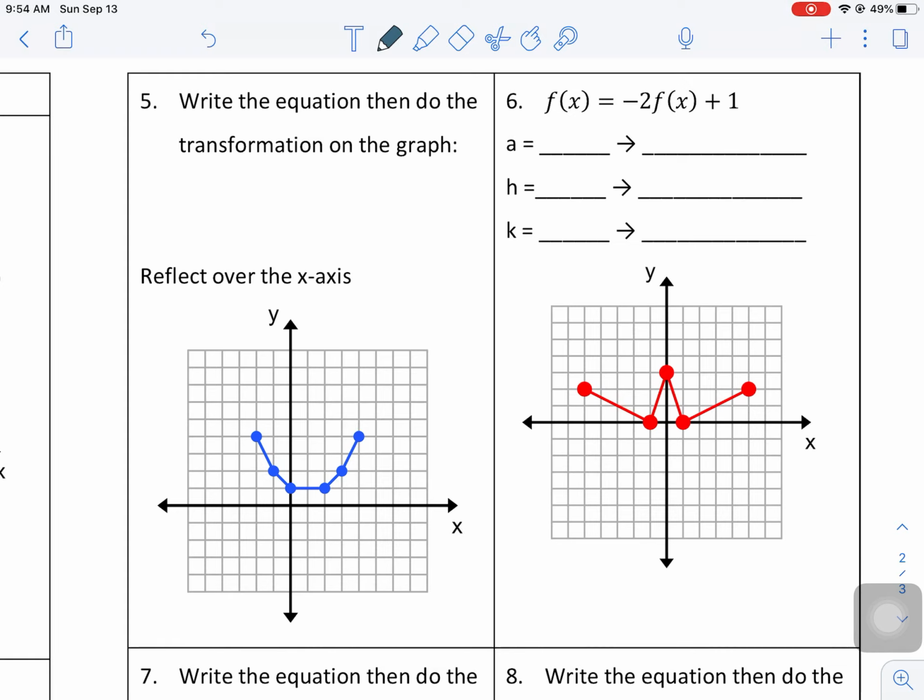That doesn't mean we're stretching it at all. So if we're reflecting, physically the only thing we have to do is make it negative f of x. That's the only thing we're changing for a reflection, right? If it was a reflection and a stretch, then it would be negative and then whatever the stretch is, so negative a. But in this case, there is no stretch, so we just say negative.